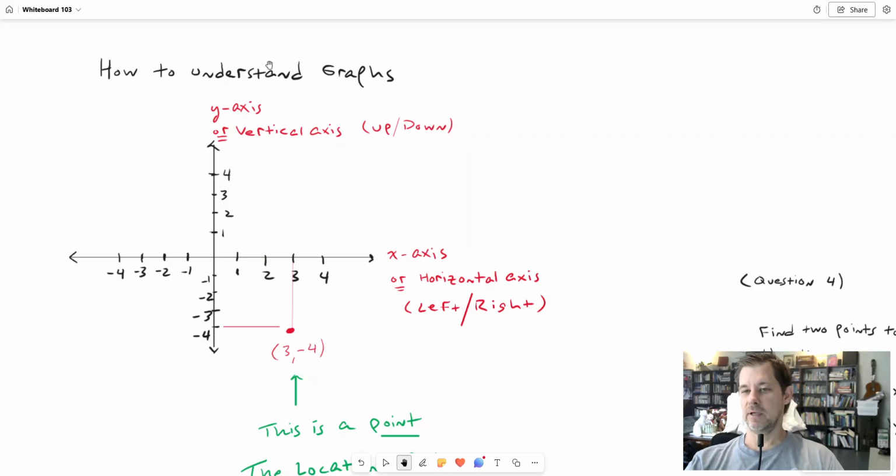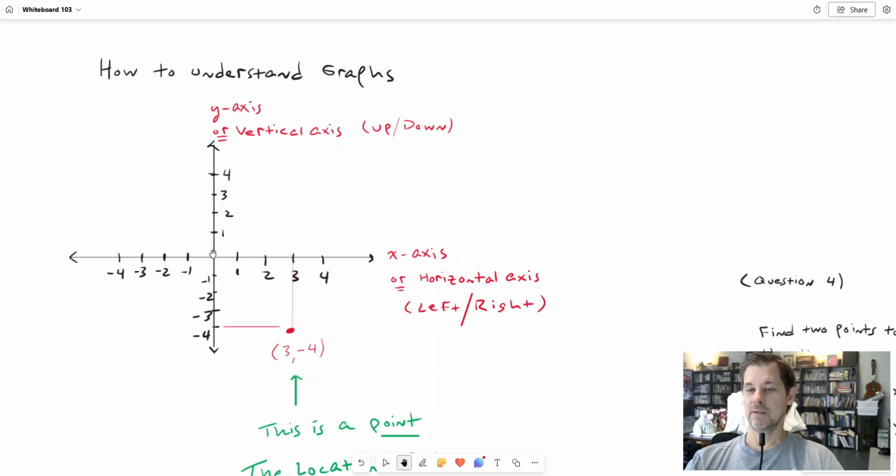And here I've drawn a basic graph. I drew it by hand, so it's not perfect. But a graph will look something like this, and it will have all these features that you see here. So let me talk about the features. A graph is made by two axes. There's the horizontal axis, or the x-axis, and it gives us a way to measure left and right.